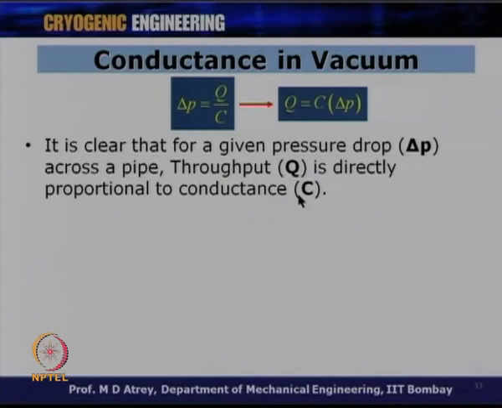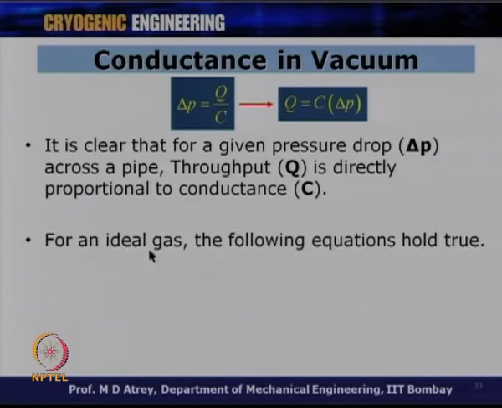Alright. So, if I have some value of Q given over here, then throughput Q is directly related to delta P and directly related to conductance C. So, if C increases, Q increases. If my delta P is given to me, Q will vary in accordance with the variation in C directly. They are directly related to each other. So, if I want more and more Q, I should increase the conductance of that particular pipe. Increase the C, increase the value of Q, and this will be good for creating vacuum in a particular space.